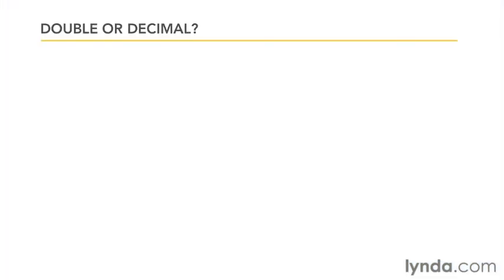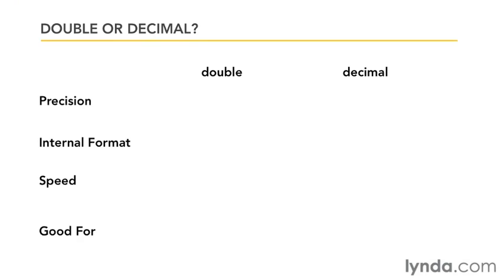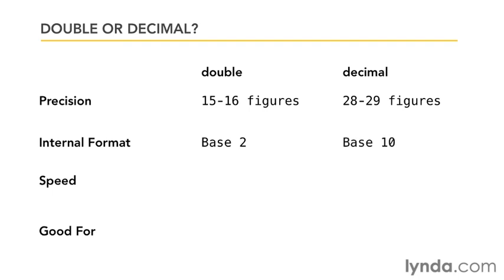Let's take a look at why double and decimal are different from each other. First, in the nature of precision, doubles have 15 to 16 figures of precision, whereas decimals have 28 to 29 figures. So you've got double the amount of precision in a decimal number as you do in a double. In internal format, in other words, how the microprocessor on the computer works with the number, doubles are base 2. In decimals, it's base 10. So far, it's looking like you might never want to use a double, right? I mean, after all, you've got higher precision, and it's using base 10.